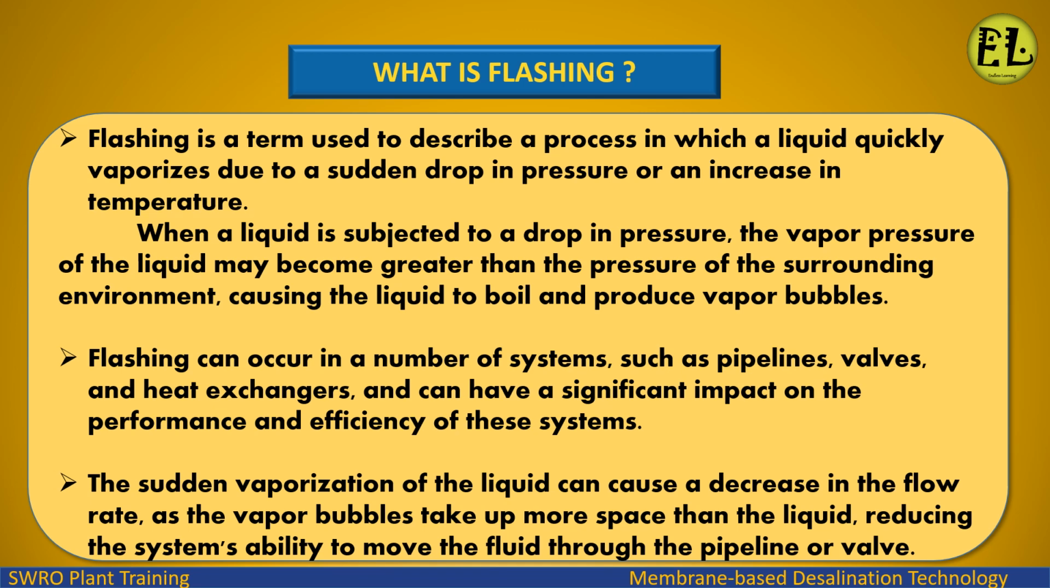Flashing can occur in a number of systems, such as pipelines, valves, and heat exchangers, and can have a significant impact on the performance and efficiency of these systems. The sudden vaporization of the liquid can cause a decrease in the flow rate, as the vapor bubbles take up more space than the liquid, reducing the system's ability to move the fluid through the pipeline or valve.